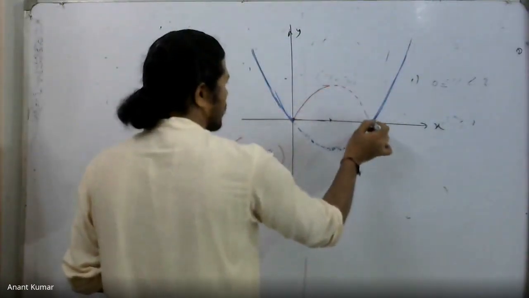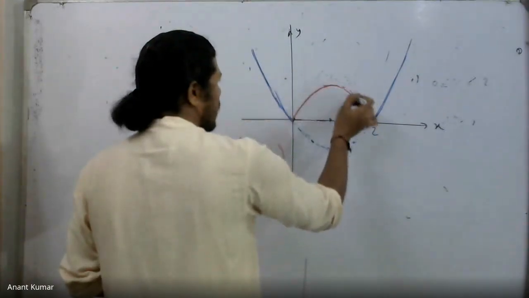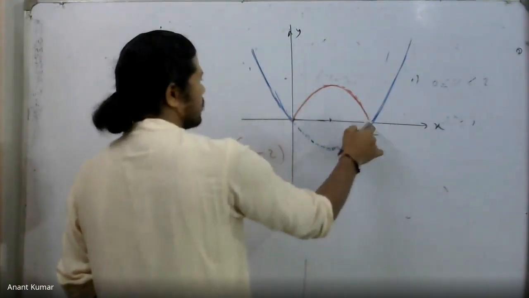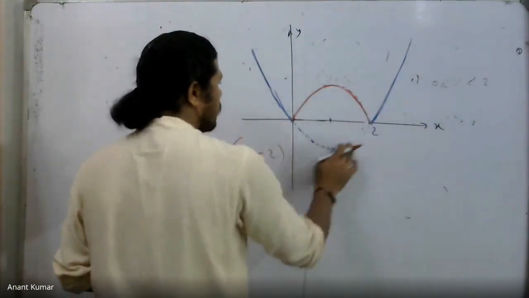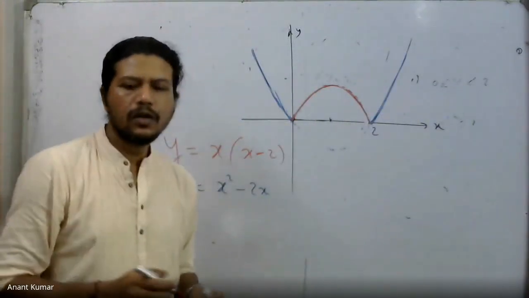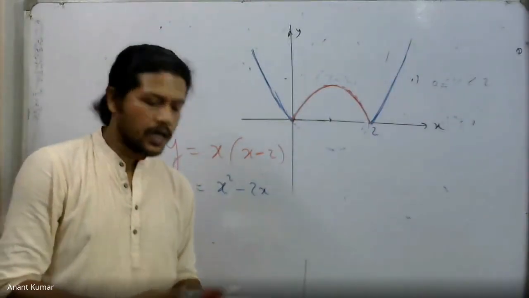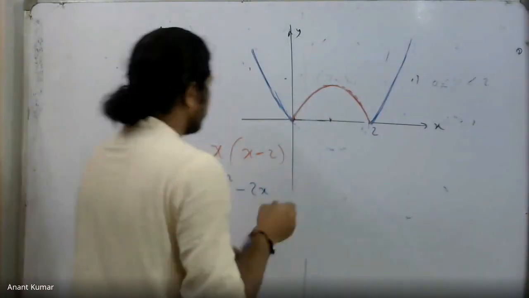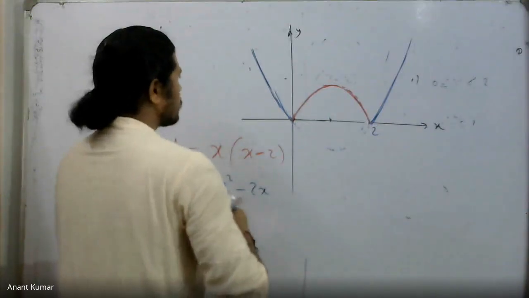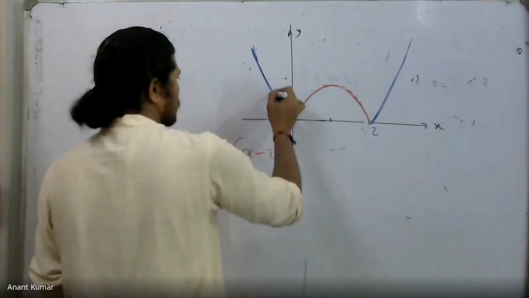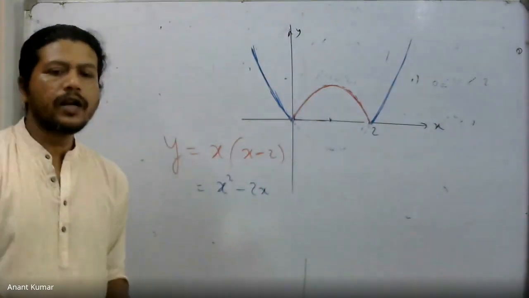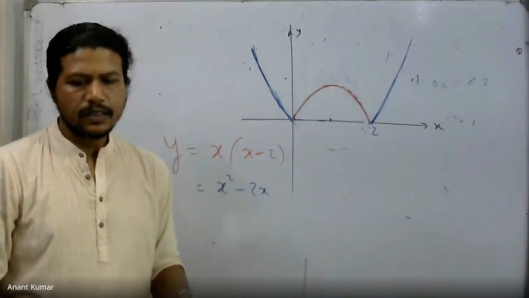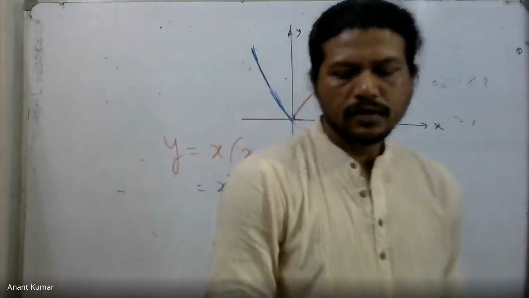This is going to flip like this. And so the entire graph is in fact the combination of these two. I have this portion in this part and then this part. That becomes a full graph of y equal to mod of x into x minus 2. Okay, fine. This becomes the required graph. I hope that is okay for everyone.